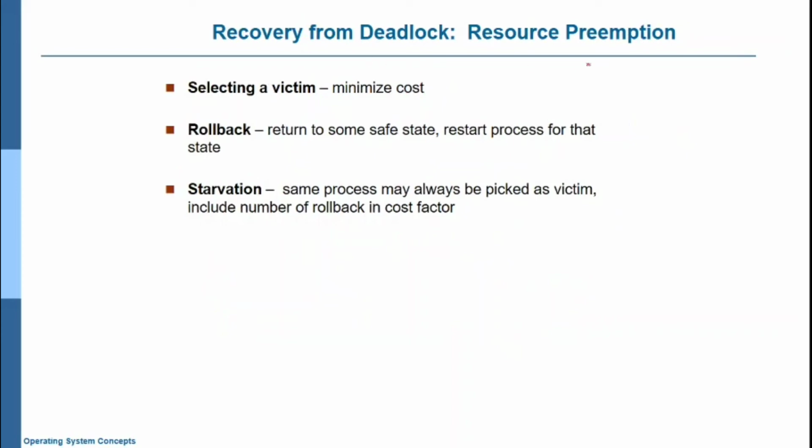And recovery from deadlock by resource preemption: first selecting the victim with minimum cost, so the one having the minimum deadlock cost, we can identify that process and release it from the CPU. Rollback: return to some safe state and restart the process from that state. Even if a process is in a safe state, if it is getting deadlocked due to some other process, we can roll it back, that is, restart the process from that particular state. And starvation: the same process may always be picked as the victim, so include the number of rollbacks in the cost factor.